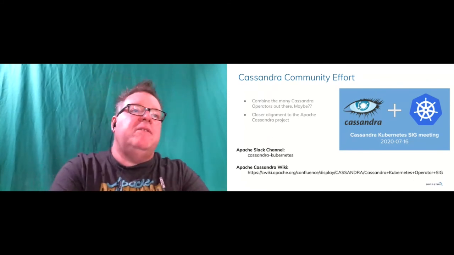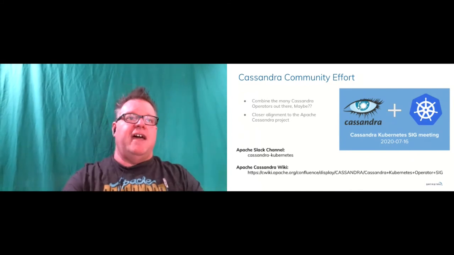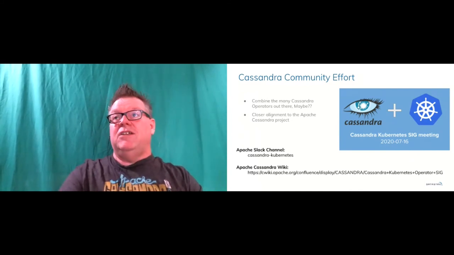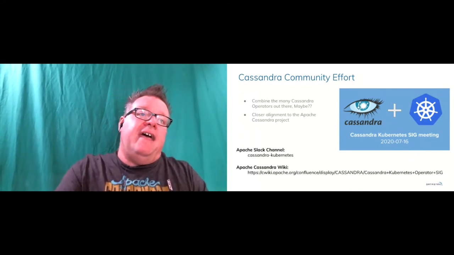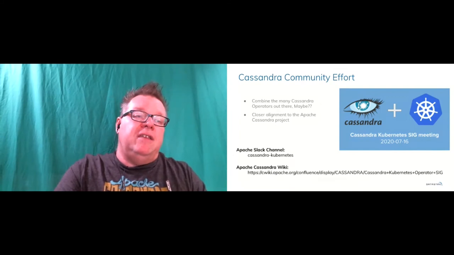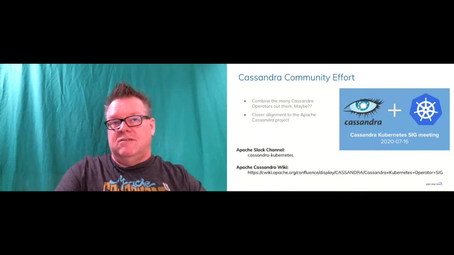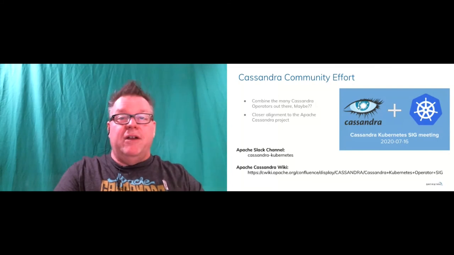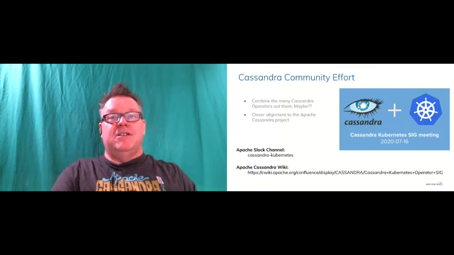We have a couple of things. We have the Apache ASF Slack, where there's a Cassandra Kubernetes channel. We'd invite you to join us there. And we also have the Cassandra Wiki, which you can go to anytime. No one ever does, but you could try, be original.